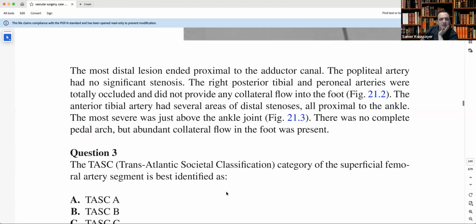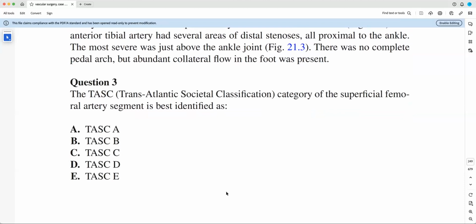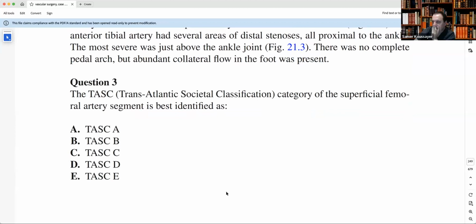Okay. So the same what we saw in the angiogram. So what's your question? I'm talking about TASC. The TASC, Transatlantic Inter-Society Consensus classification category of the superficial femoral artery segment is best identified as. Remember what that is? Oh, we need to review that one, because guys, you get these questions at the exam. You have to read about TASC and you have to know about them.